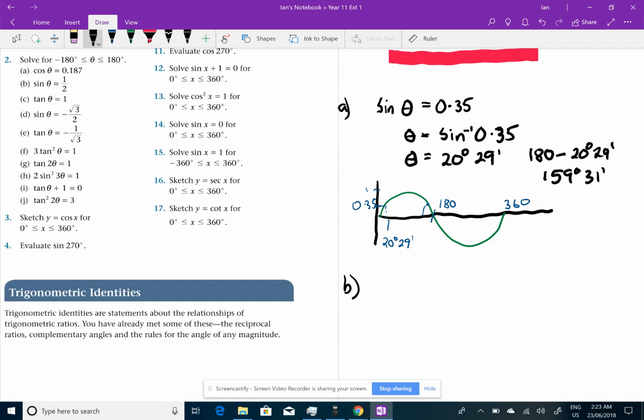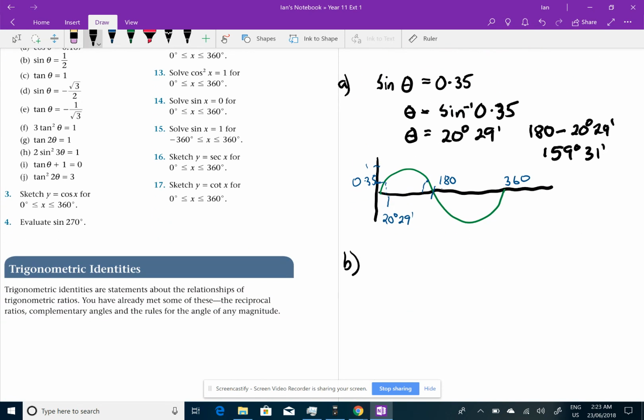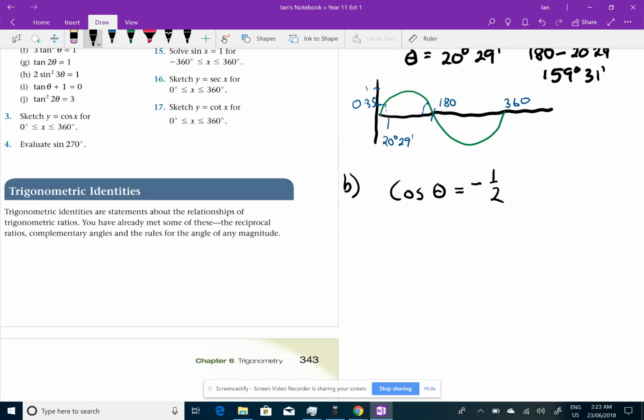And this is cos theta equals negative a half. Well, what I have to do is work out the acute angle. Now, sometimes your calculator won't tell you the acute angle. I'll show you an instance of that. But let's see what our calculator tells us.